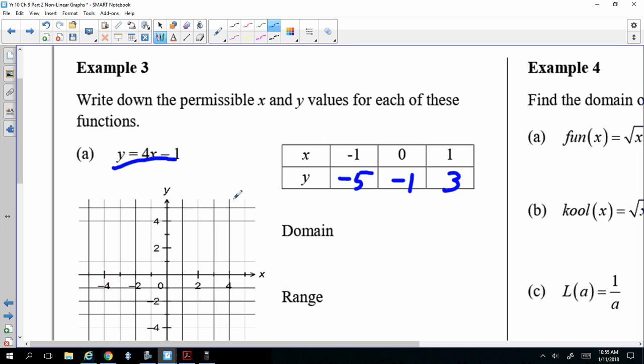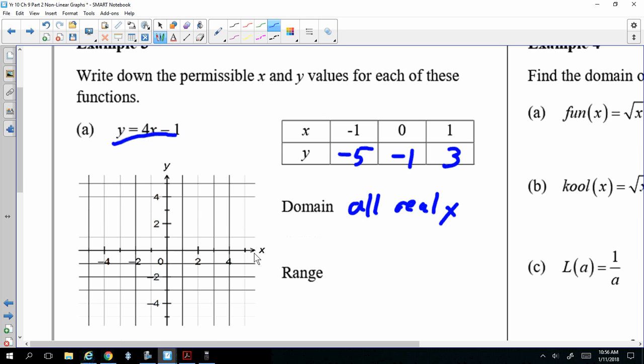And if you were to draw this graph, let's try to draw it. So negative 1 gives negative 5, 0 gives negative 1, 1 gives 3. And then I'm going to use the line drawing tool to connect these. Okay, let's try to draw it. So we've got this line, and we can see for each x value, there's only one y value, isn't it? Right? And you can see from the graph, the domain is all real x.